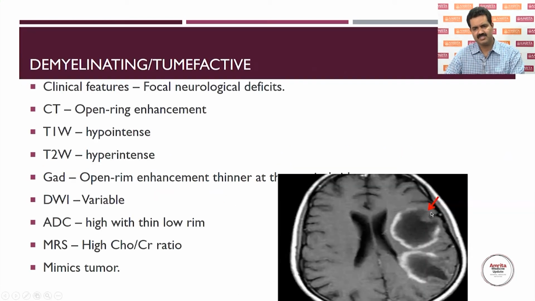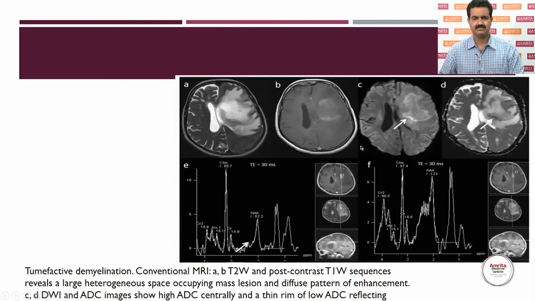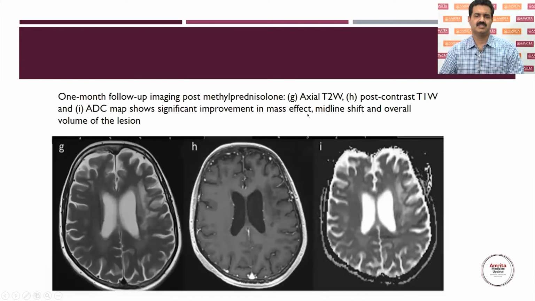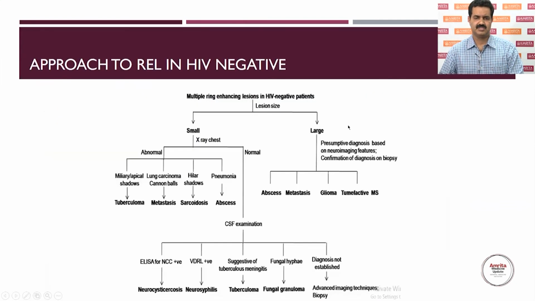So tumefactive demyelination, I told you, shows ring enhancement. There is an outside open ring, so this is an incomplete ring, very clear. In MR spectroscopy, you can see a high choline creatine ratio, and it can mimic a tumor, but you can see this is incomplete enhancement. One important thing is there is no significant perilesional edema around the demyelination, not much. But in this case, there is some perilesional edema as well. This is a tumefactive demyelination where you can see the choline peak, and after treatment, it has completely resolved with steroid treatment.